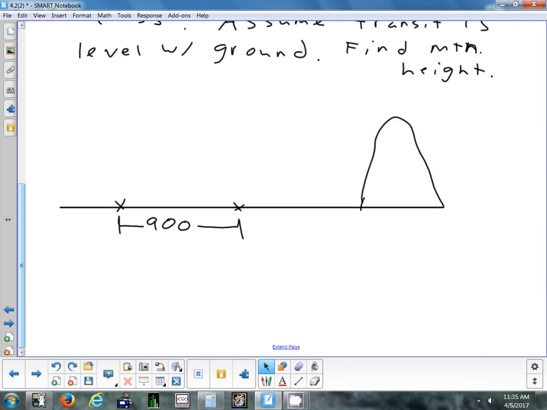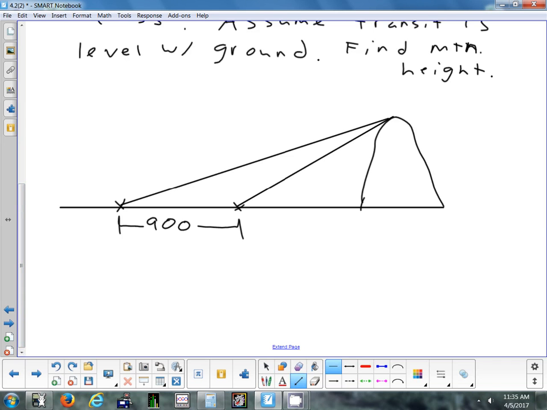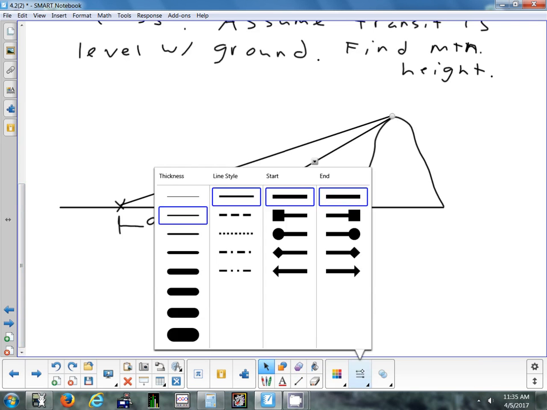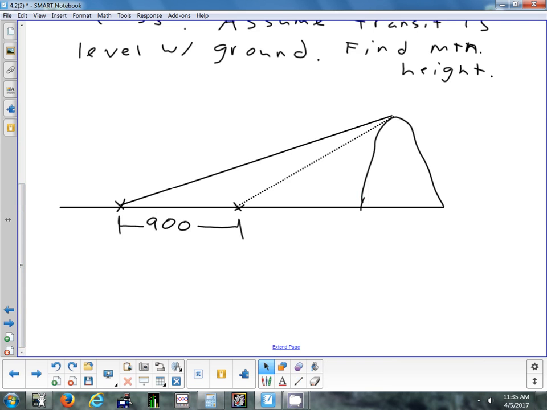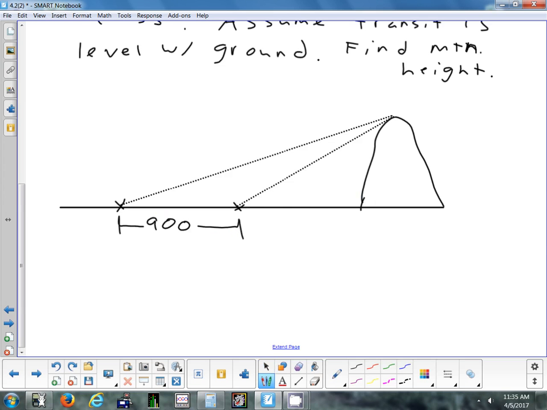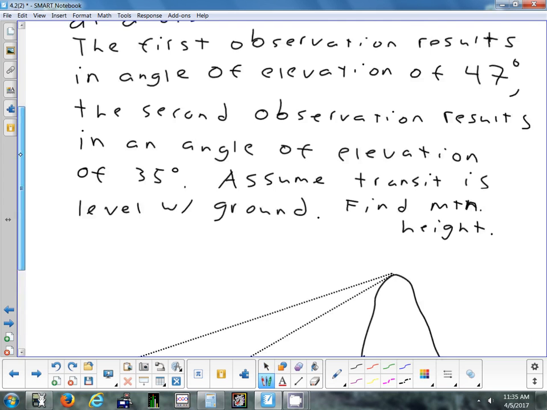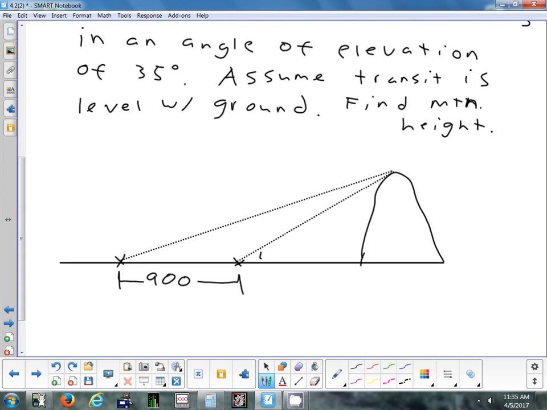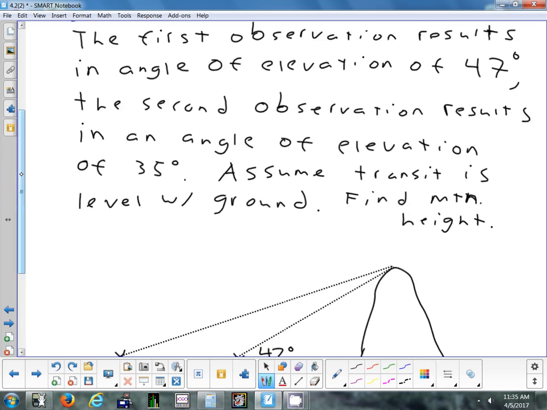Okay, and each time, and I'll put this in as a dotted line in a second, he's going to measure the angle right to the top of the mountain from 2 different spots. That dotted line represents kind of the laser from where the surveyor's standing, pointed right at the top of the mountain. The first time that the surveyor measures the angle, he gets 47 degrees. That's the angle from the ground that you'd have to point the laser at. The second time is 35.